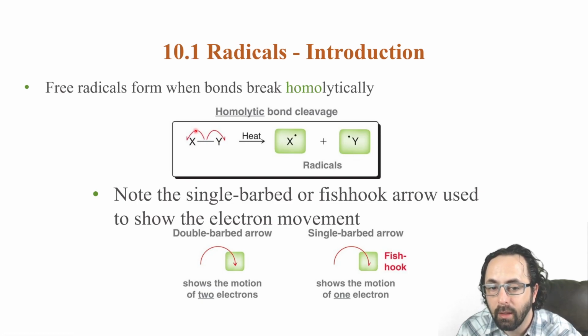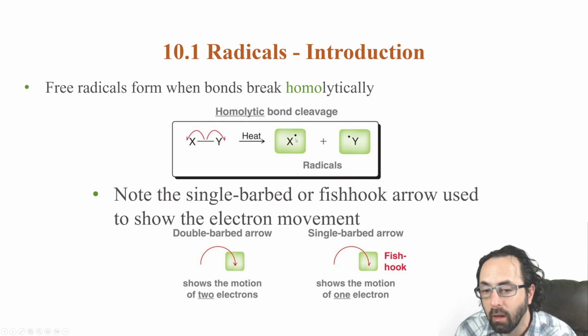And as we saw in the Chapter 9 review, when we have one electron moving somewhere, we use a fishhook arrow, as opposed to the double-headed arrows, which indicate the movement of 2 electrons. So these are fishhook arrows showing the movement of 1 electron, and this homolytic bond cleavage produces 2 radicals, 2 atoms here that each have a single, unpaired electron.